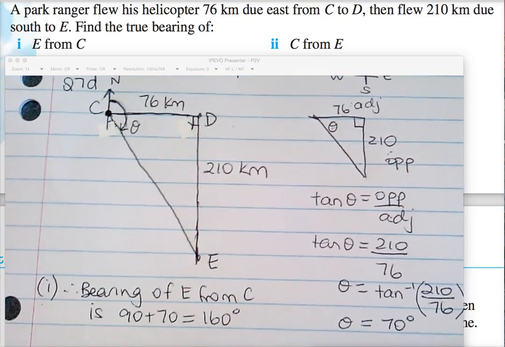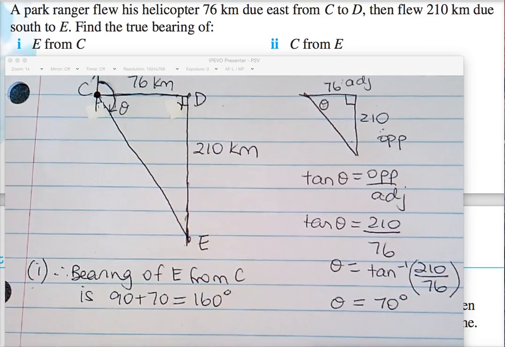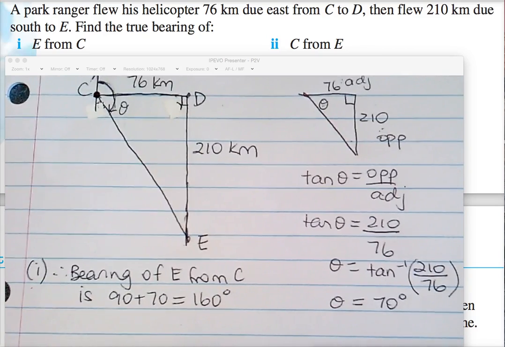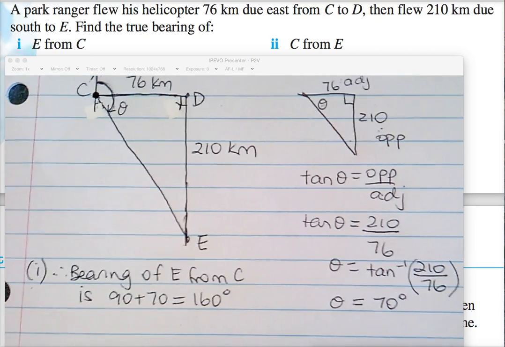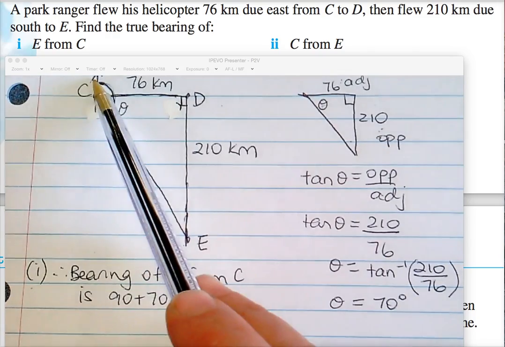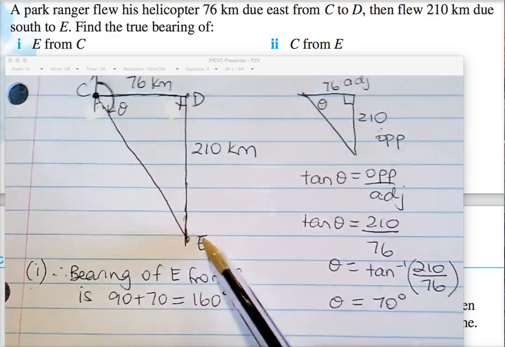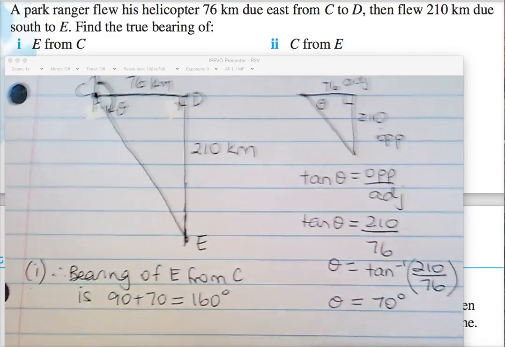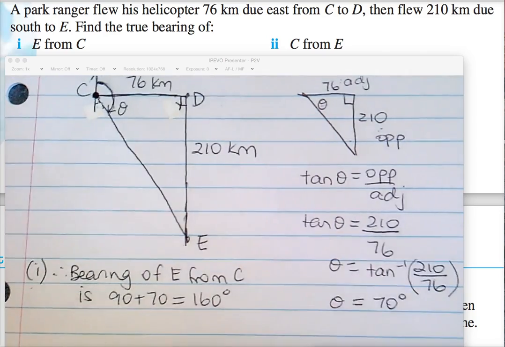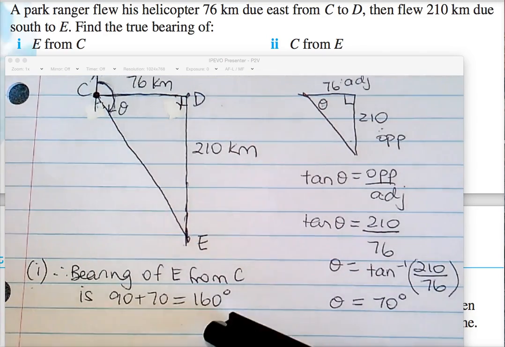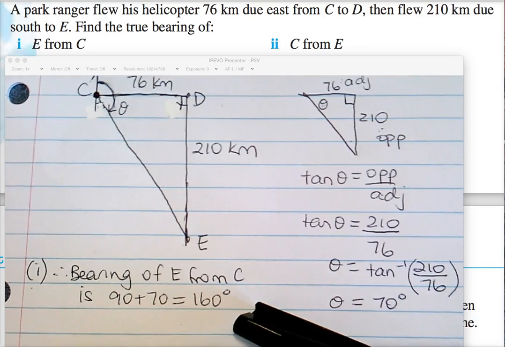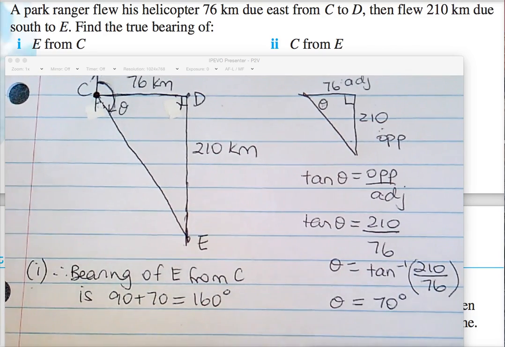In part 2, they want the bearing of C from E. Now, I don't know if you remember the videos you watched. There is a really quick trick with E from C and C from E. If you look from C and you're looking at E, it's 160. There's a 180 degree difference between them always. Do you think you'd add or subtract 180 to the 160? If you subtract, you get negative 20. Your answer has to lie between 0 and 360.